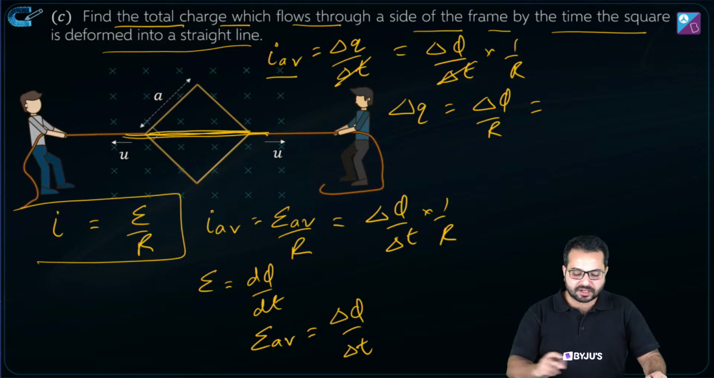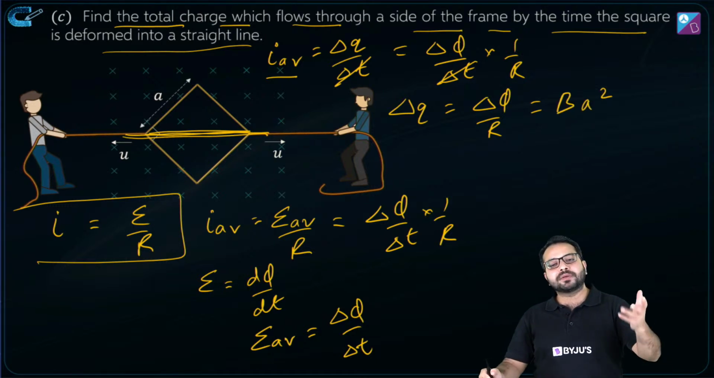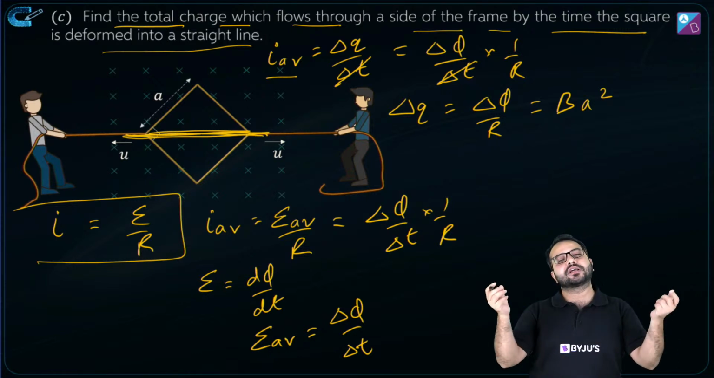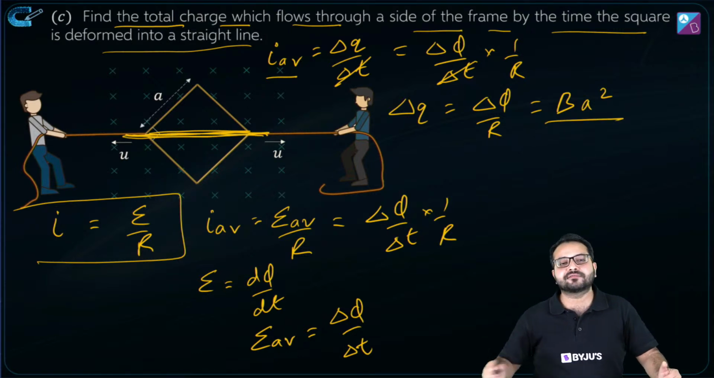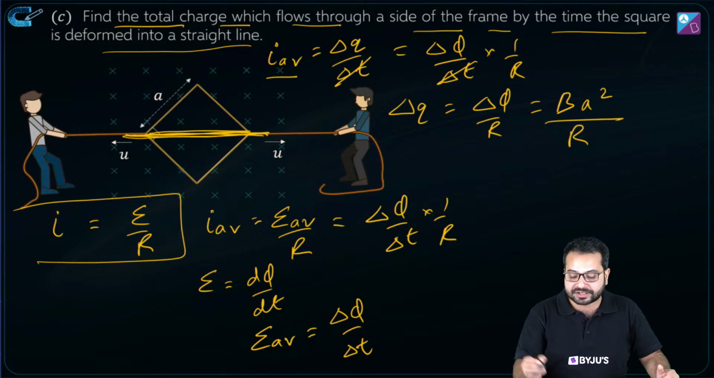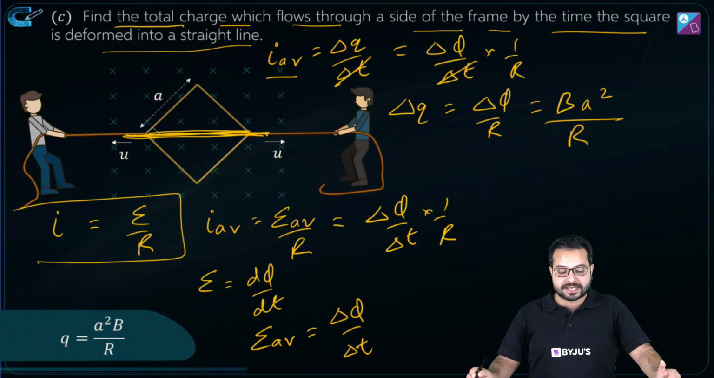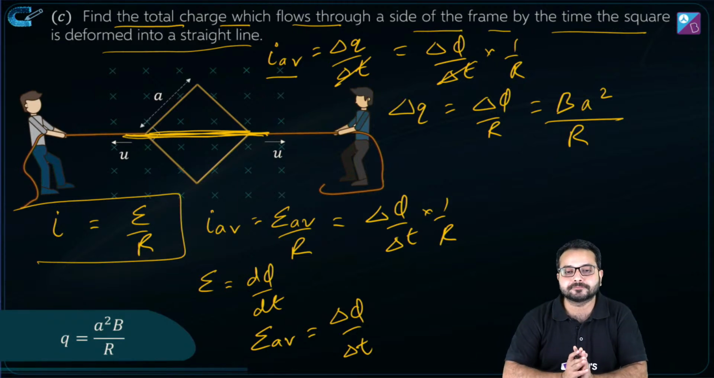What was the initial flux? The magnetic field was B and the area was A square. What will be the final flux? The final flux is going to be 0 because it becomes a straight line, so the area is 0. So the change in flux is going to be B A square, and the charge flown is going to be B A square divided by R. Is that clear? So that is it in this question.